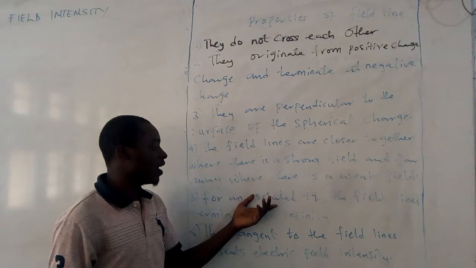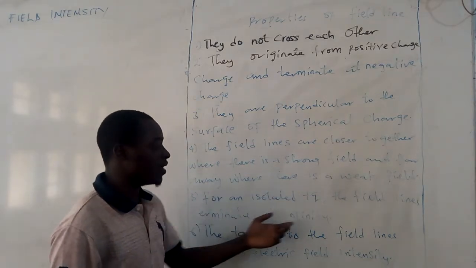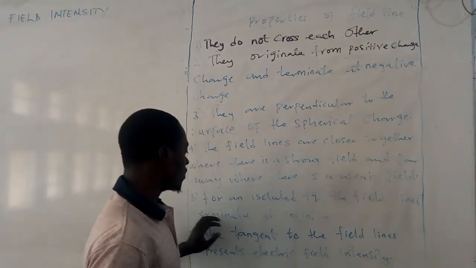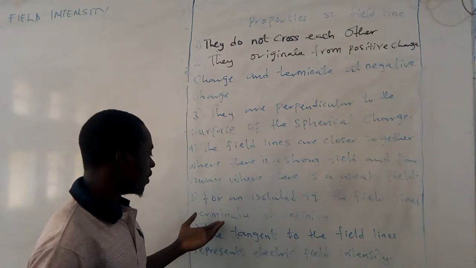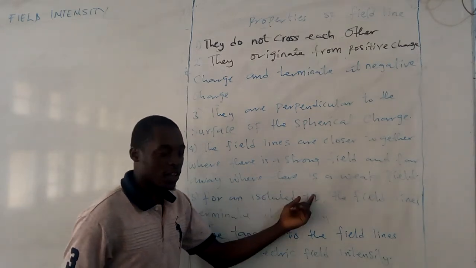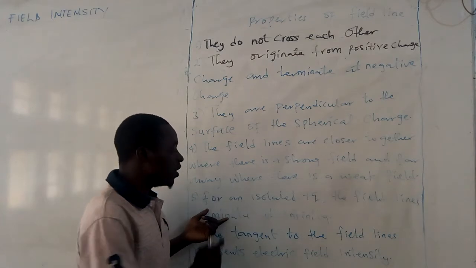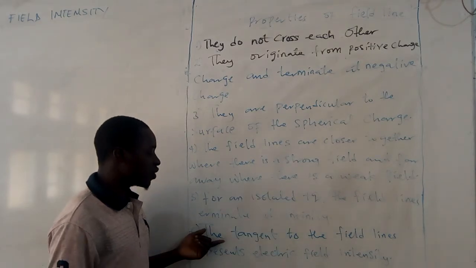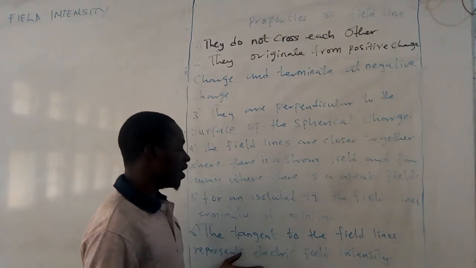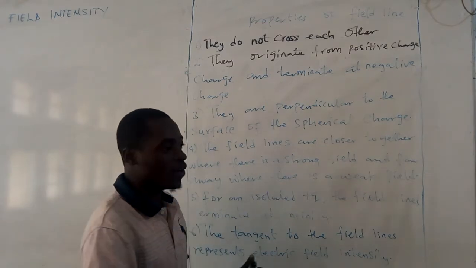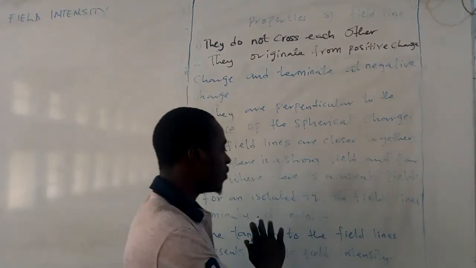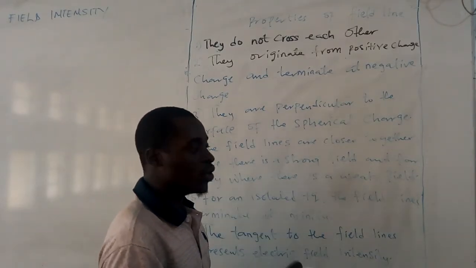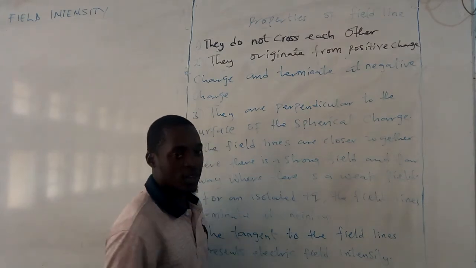Then, for an isolated positive charge, the field lines terminate at infinity. The same applies to an isolated negative charge, but the field lines originate at infinity, the opposite of each other. Then the last one: the tangent to a field line represents the electric field intensity. That is, any tangent to an electric field line gives the direction where we can know the electric field intensity.